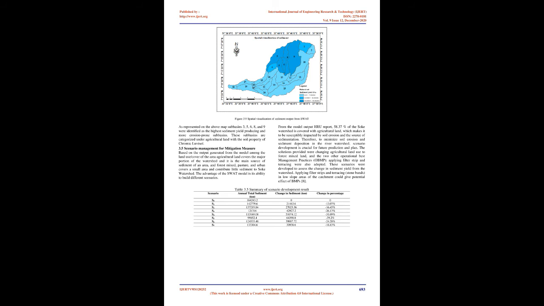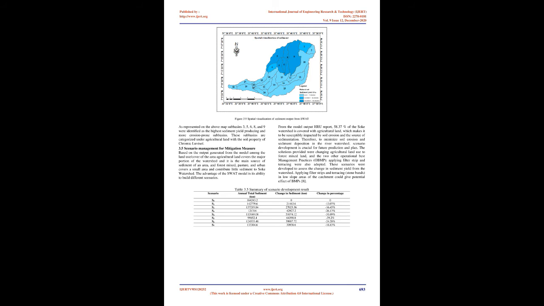As represented on the above map, subbasins 3, 5, 6, 8, and 9 were identified as the highest sediment yield producing and more erosion-prone subbasins. These subbasins are categorized under agricultural land with the soil property of chromic Luvisol.